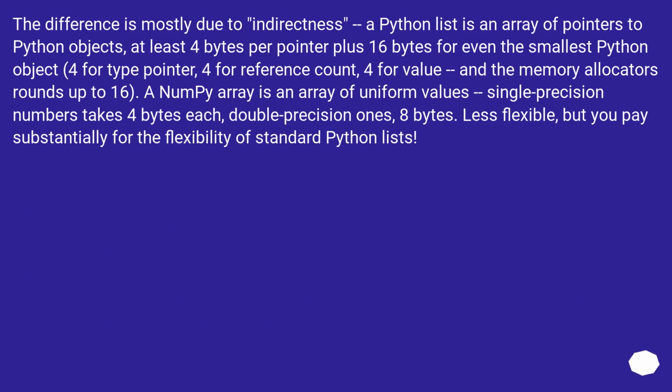The difference is mostly due to indirectness. A Python list is an array of pointers to Python objects, at least 4 bytes per pointer plus 16 bytes for even the smallest Python object: 4 for type pointer, 4 for reference count, 4 for value, and the memory allocator rounds up to 16. A NumPy array is an array of uniform values. Single precision numbers take 4 bytes each, double precision ones, 8 bytes. Less flexible, but you pay substantially for the flexibility of standard Python lists.